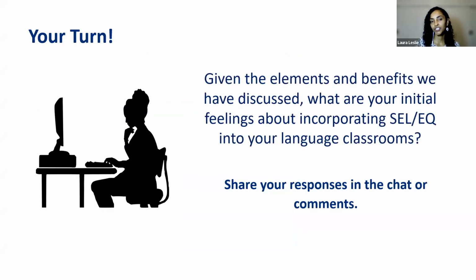So again, your turn. Given the 4 elements and benefits we have discussed, what are your initial feelings about incorporating SEL/EQ into your language classrooms? Everybody, let us know in the chat box your feelings about these 4 elements that Laura shared and the benefits that she has discussed. What are your initial feelings about incorporating SEL and EQ into your language classrooms? Let us know in the chat box.